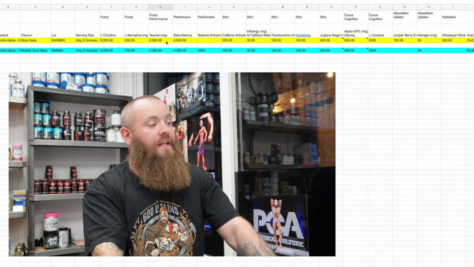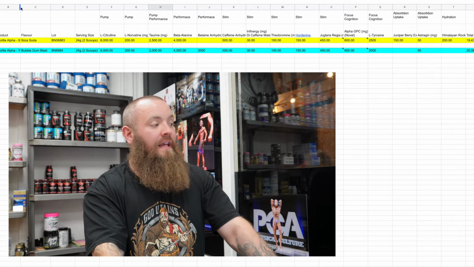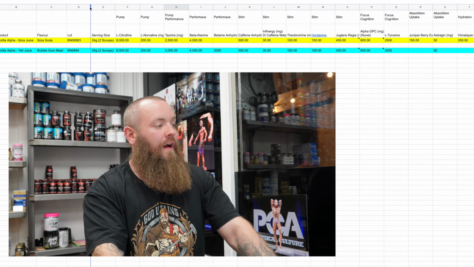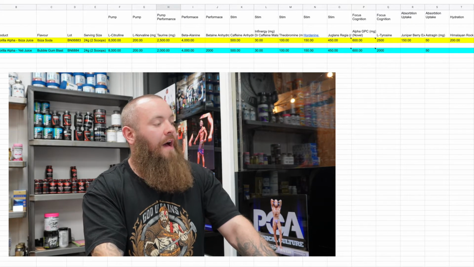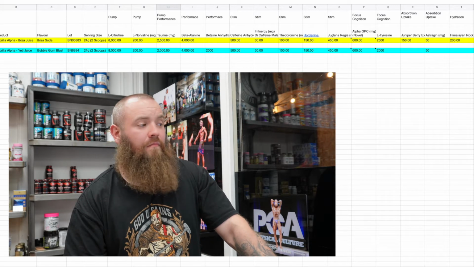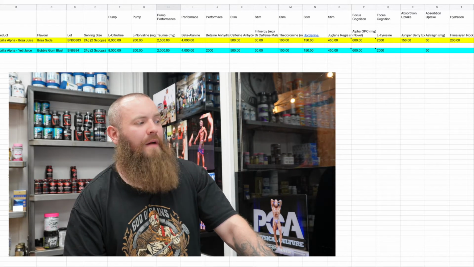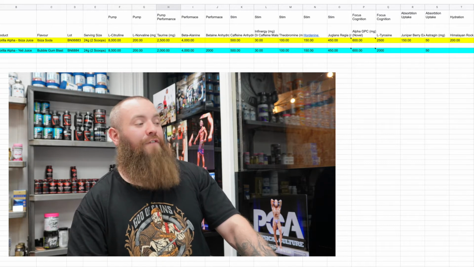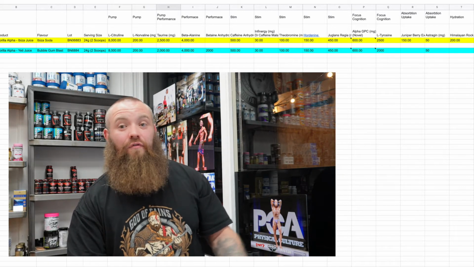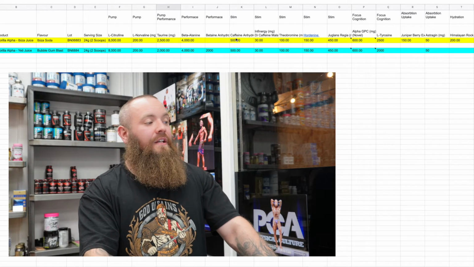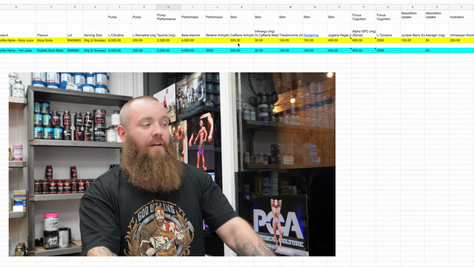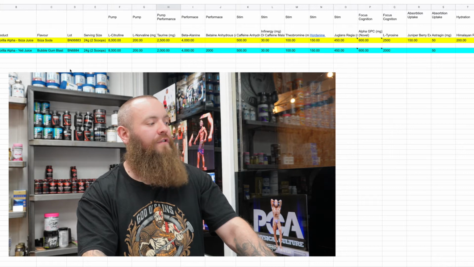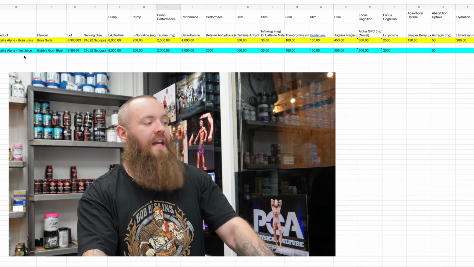Taurine, we've got slightly more in the Ibiza Juice over the Yeti Juice, but it's 500 milligrams, not a massive amount. I've put that in pump and performance because taurine is used for both of those things. Again, it's just not enough to really be concerned about. Beta-alanine, we have the exact same amount of 4,000 milligrams, which is right bang in the middle of the efficacious dosing.